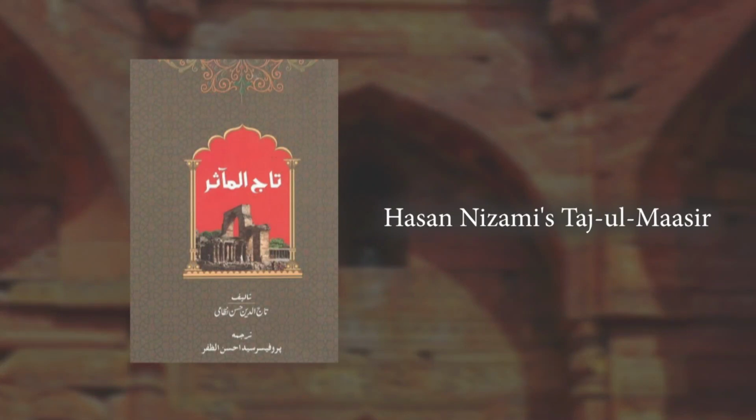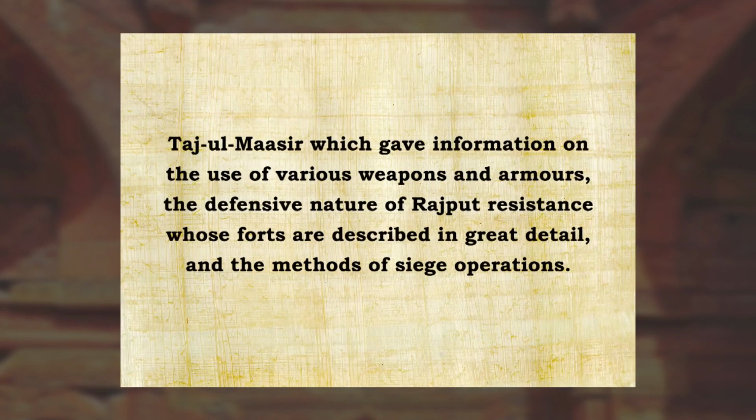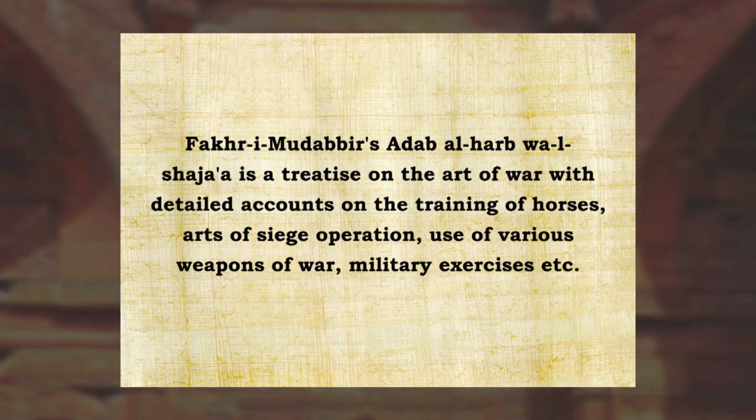Some of the sources of 13th century India that throw light on military technology are, firstly, the Taj-ul-Mathir, which gave information on the use of various weapons and armors, including the defensive nature of the Rajput resistance, whose forts are described in great detail, and also the methods of siege operation. Next, we have Fakhr-e-Mudabbir's Adab-ul-Harb wa Shuja, which is a treatise on the art of war with detailed accounts on the training of horses, arts of siege operation, uses of various weapons of war, military exercises, etc.